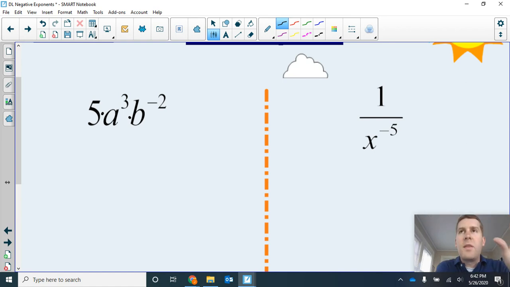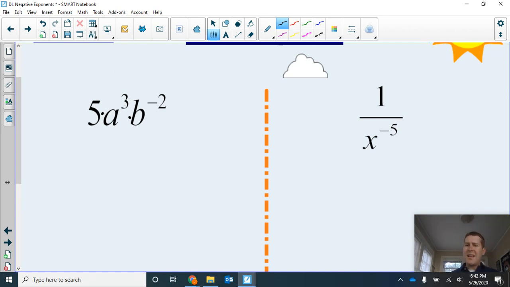So one of the big things is that we always have to simplify negative exponents. You notice how in this example, I didn't initially tell you what I want you to simplify, but when you see a negative exponent, you have to tell yourself, oh, that doesn't make sense. We have to fix that. Okay, so the 5 is okay. The a to the third is okay. It's that b to the negative second that we need to fix.